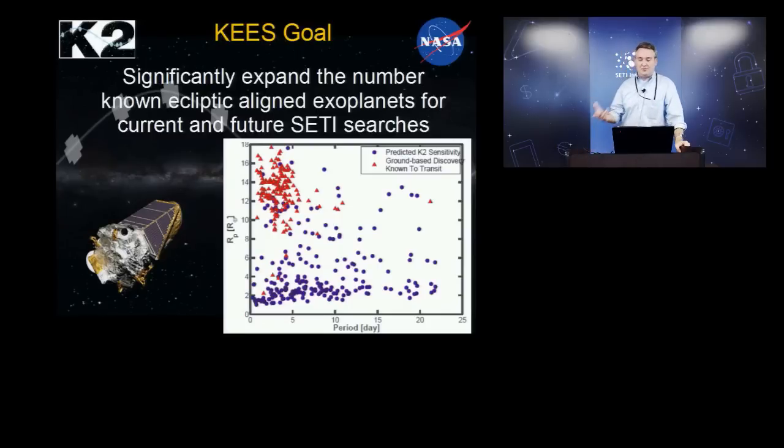This just shows the kinds of planets we can find with K2 sensitivities. The red points are transiting planets that have been found from the ground. The blue points are the expected sensitivity of the kinds of planets K2 will be able to find. So we'll really be able to find mini Neptunes and super Earths, and if we're lucky, some Earth-sized things that are ecliptically aligned. A whole different regime of planets can be found with K2.